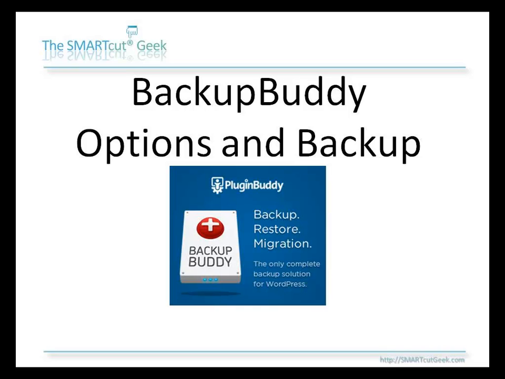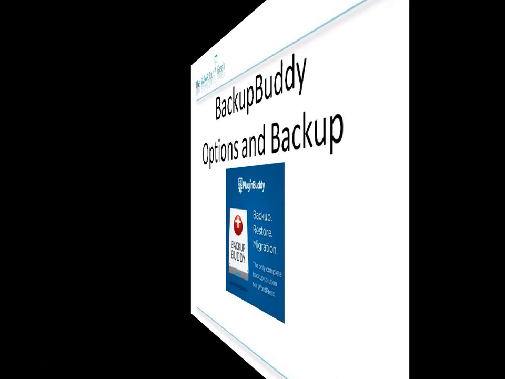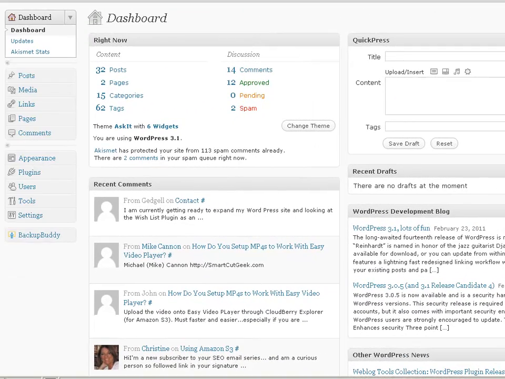In this next video, what we'll do is walk through the configuration options you have on BackupBuddy and then walk through an actual backup or two just to show you how it works. In order to get to the BackupBuddy options, you have to make sure that you're logged into the administration section in your dashboard. Once you're there, on the left hand side you'll see a list where the sections are collapsible, that you use to get to your plugins.